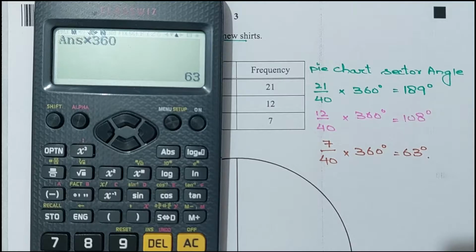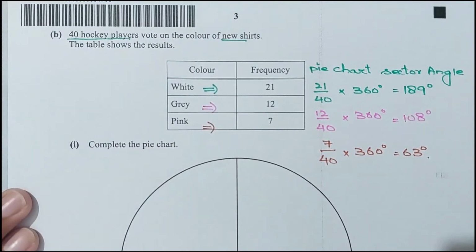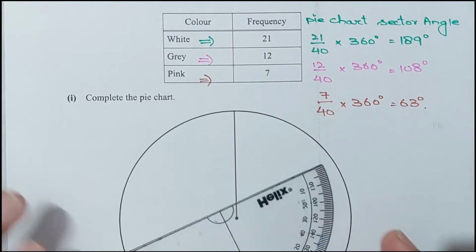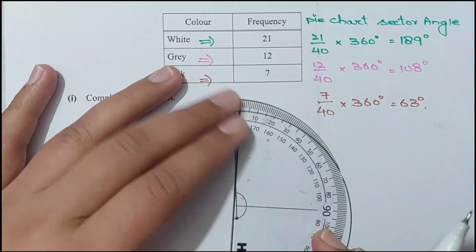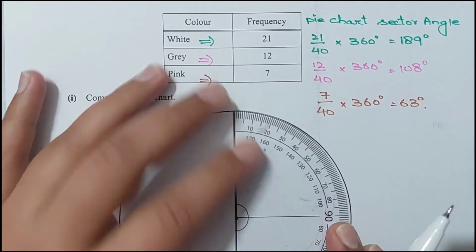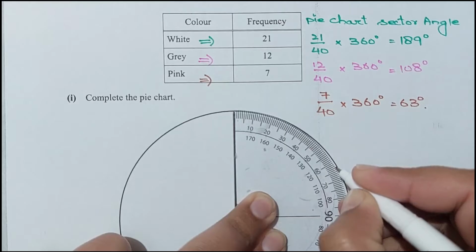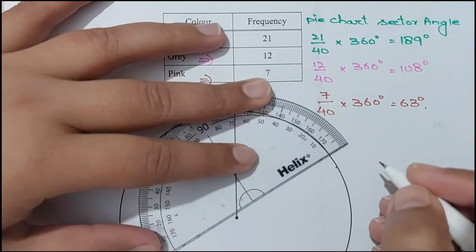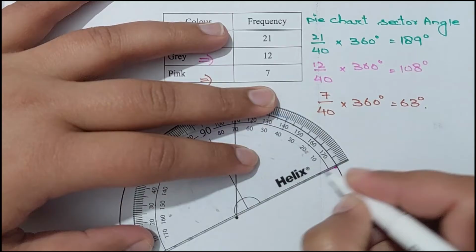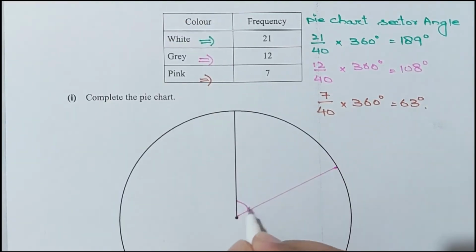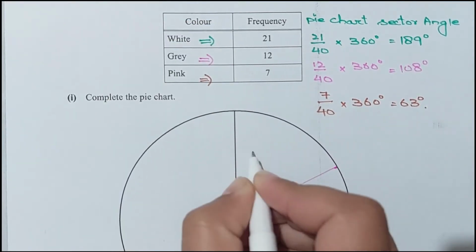So let me complete the pie chart diagram. First let's do the pink one, it's the easiest, which is 63 degrees. This is 90, right? So we count 60, 61, 62, 63. This is 63 degrees, and this is for the pink.